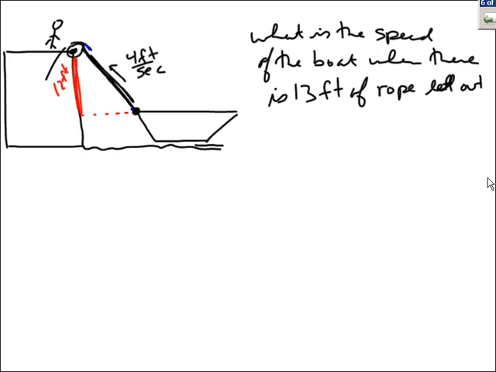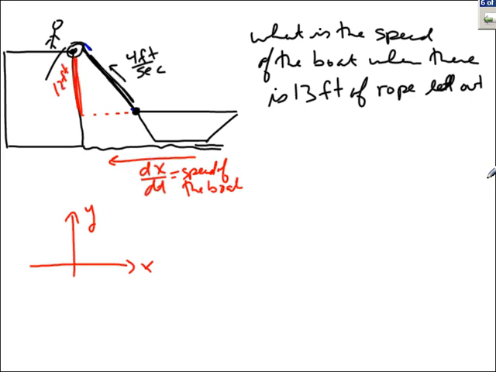Well, let's think very carefully and slowly. What does that mean? The boat is going to the left. Let's have some direction first of all. Up and down will be y, and left and right will be x. We'll call that positive x. So the boat's going to the left. The speed of the boat is the change in x over the change in t. So they're asking dx/dt is equal to what when there is 13 feet of rope let out.